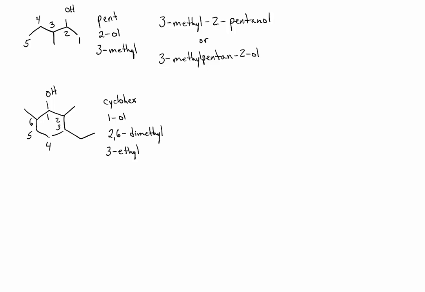With this molecule, there's nowhere else that the OH can be. It has to be on carbon 1, so you can leave the 1 off of the ol portion of the name. I'm going to alphabetize the substituents. Ethyl comes before methyl in alphabetical order, so this is going to be 3-ethyl-2,6-dimethylcyclohexanol. Again, hyphens between numbers and letters, commas between numbers, and no spaces.